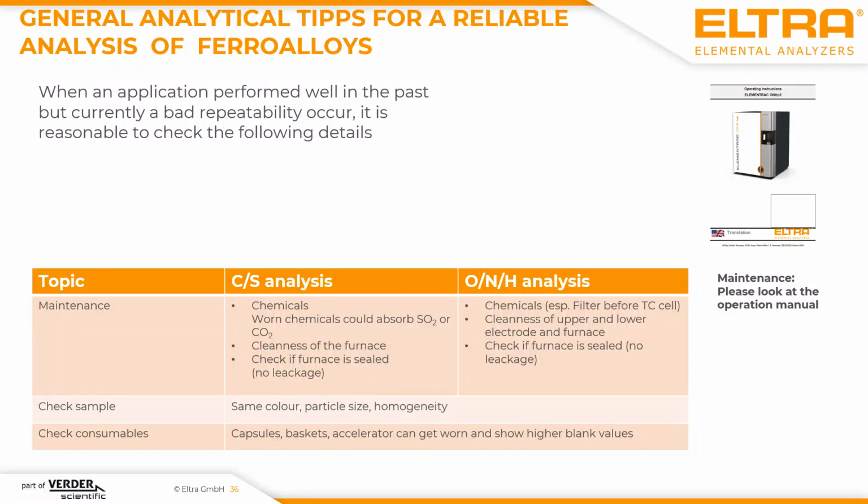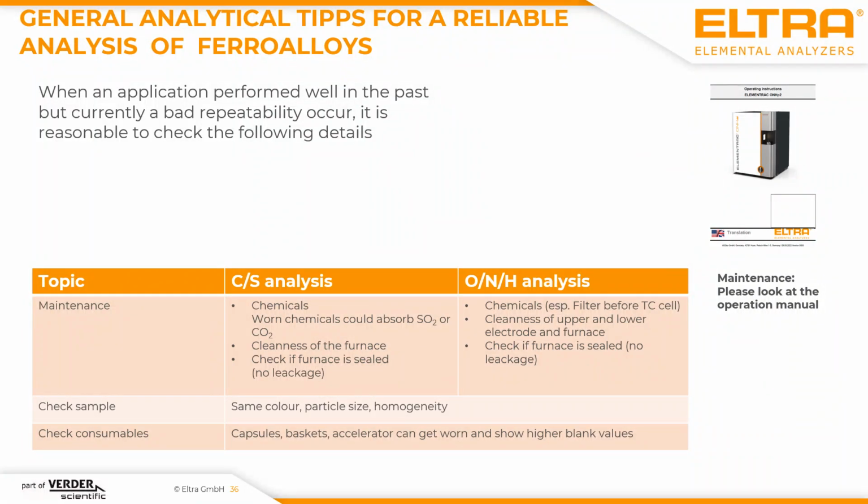Check the cleanness of the furnace and check if the furnace is sealed. Especially when you are using tungsten tin as accelerator, it is possible that the leakage is caused by all the dust from the accelerator. When you have checked all the chemicals and the tightness of the furnace for CS analysis and you still get irritating results, then please have a look at the sample. Maybe it has a different color, maybe it has a different particle size, or maybe have a look if the homogeneity is not good enough, or not as good as before. This is also a typical error for carbon sulfur and oxygen, nitrogen, and hydrogen analysis.